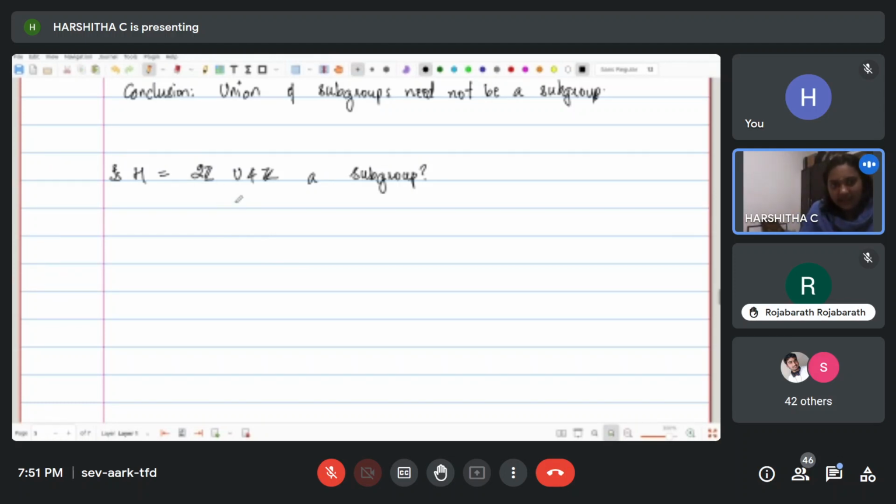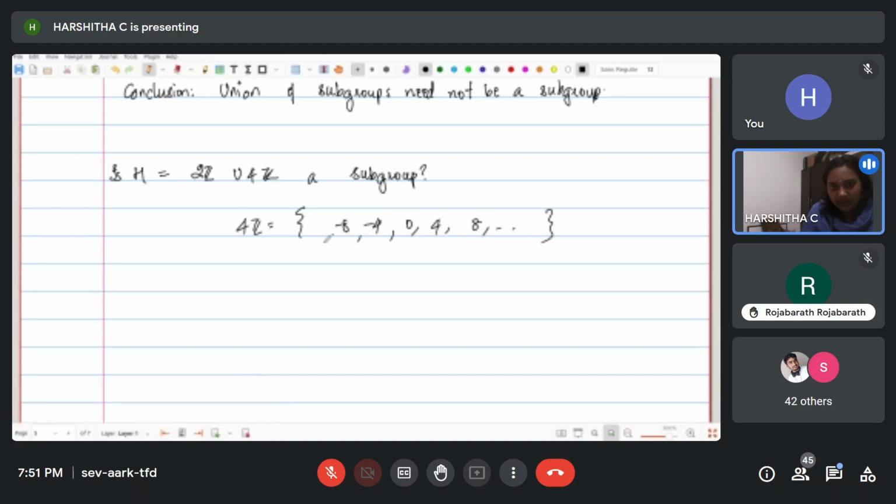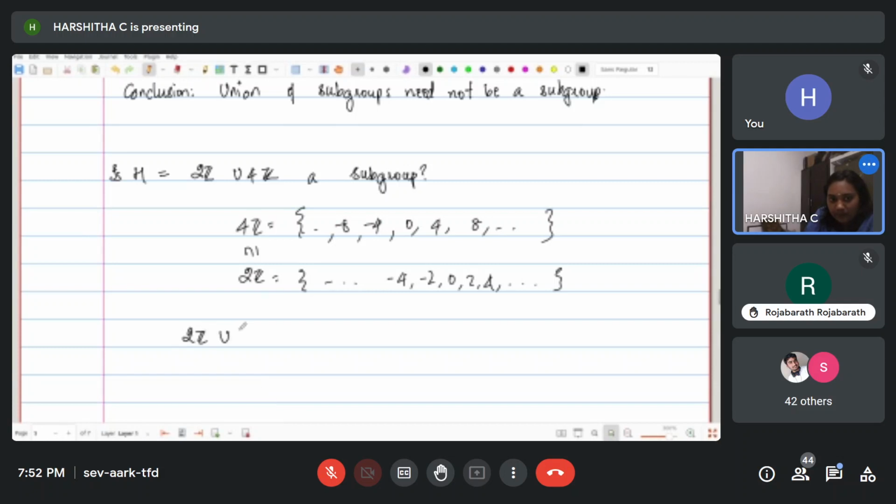But a better way of seeing it is you look at 4Z. What is this? All multiples of 4. So you have 0, 4, 8, and so on, and you have minus 4, minus 8, and so on. And what is 2Z? Minus 4, minus 2, 0, 2, 4, right? So you see that 4Z is actually a subset of 2Z. So when you have two sets A and B, and A is a subset of B, the union would be B itself, right? So this is actually 2Z, which you know is a subgroup.